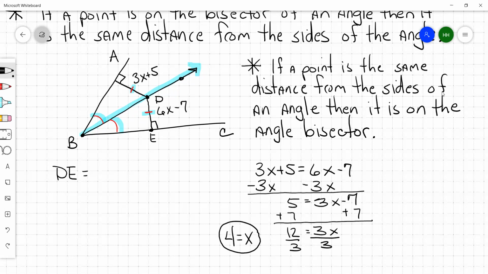If x is equal to 4 and you need D to E, then you substitute your 4 into the expression that represents DE. So 6 times 4 minus 7. So that's 24 minus 7, 17.